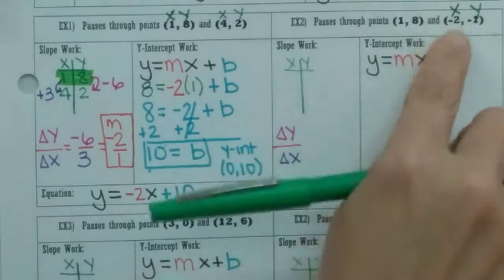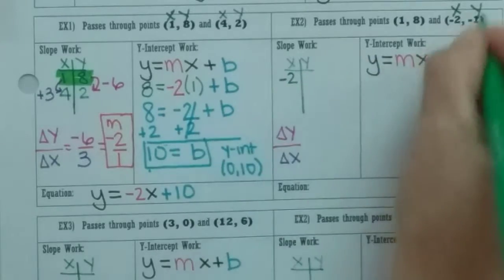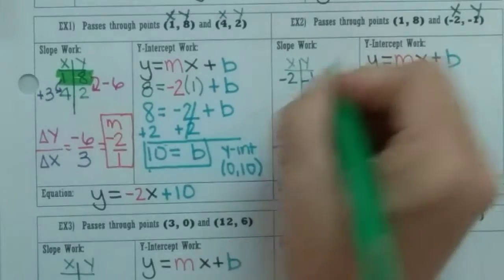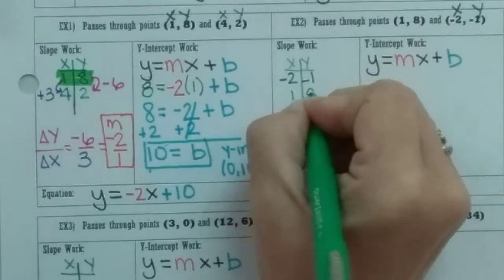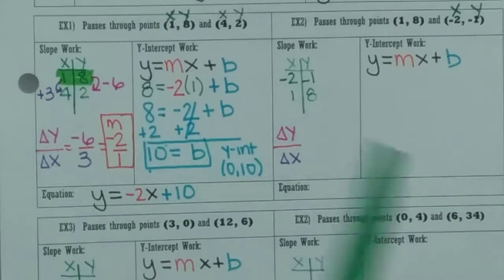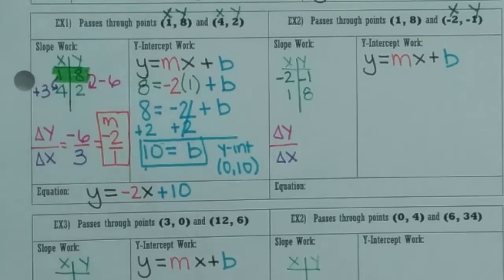So under the x is a -2, under the y is a -1, and then I'm going to put 1, 8. Now I'd like you to finish up that problem before watching more of the video. Go ahead and pause the video and finish example 2. Now that you've had a few minutes to work on example 2, let's go ahead and see how you did.